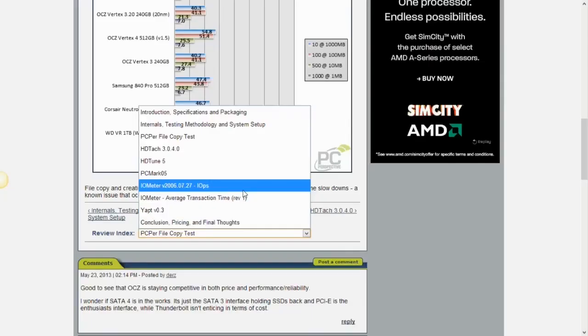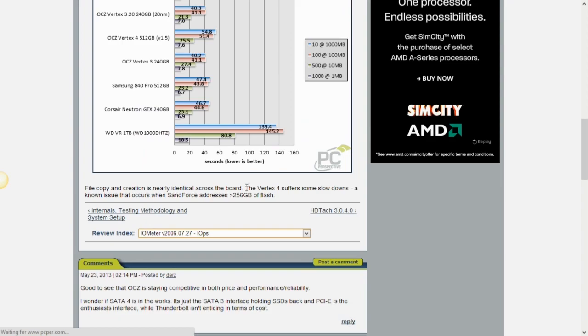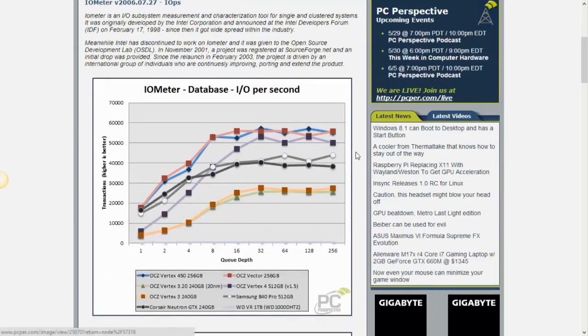Which page should I show? What's your favorite? IO meter. IOPS? Yep, that's the good one. And so you see the red and the blue lines there are Vector and Vertex 450, and they're both basically right neck and neck with each other. It's pretty much just data scatter that is the only reason they're different at all.